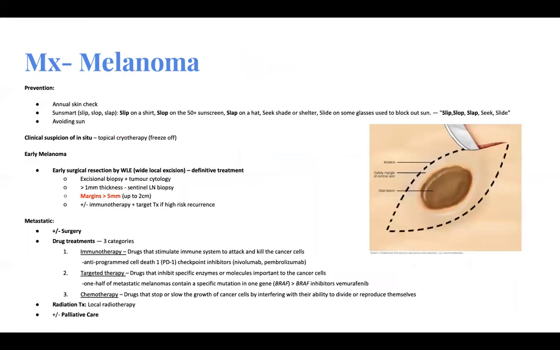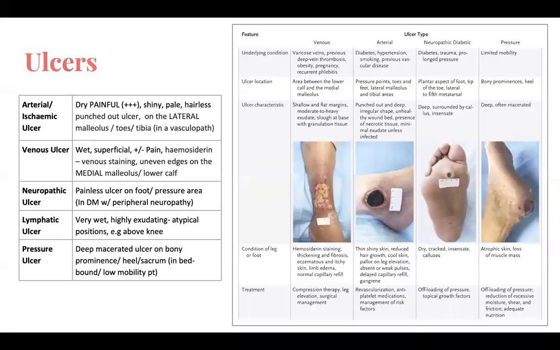So in terms of management of early melanoma, early surgical intervention by wide local excision would be the definitive treatment, and the margin would be at least 5 millimeters. So what I mean by wide local is at least a 5 millimeter margin. Can also consider drug treatments if it's metastatic: immunotherapy, targeted therapy, or chemotherapy. Also, you can consider radiation therapy or customized palliative care depending on how far it's spread. Always remember to talk about prevention, so slip, slop, slap, seek, slide, as part of your counselling to prevent further recurrences of skin cancer.